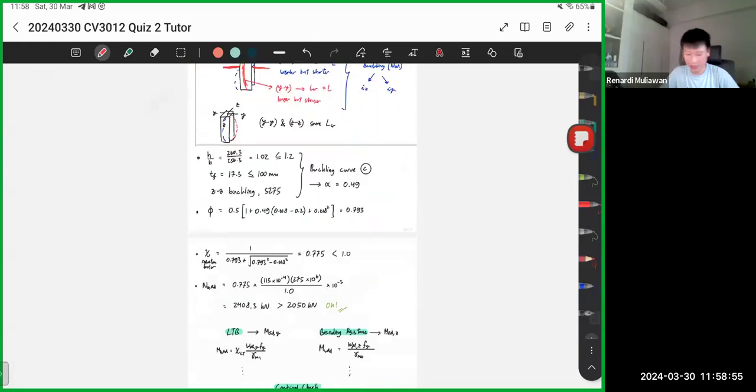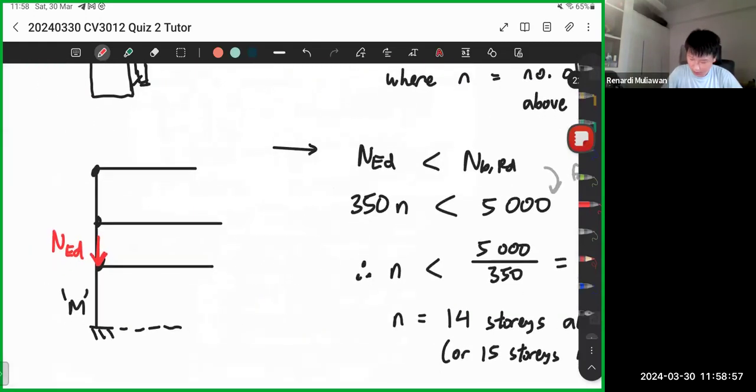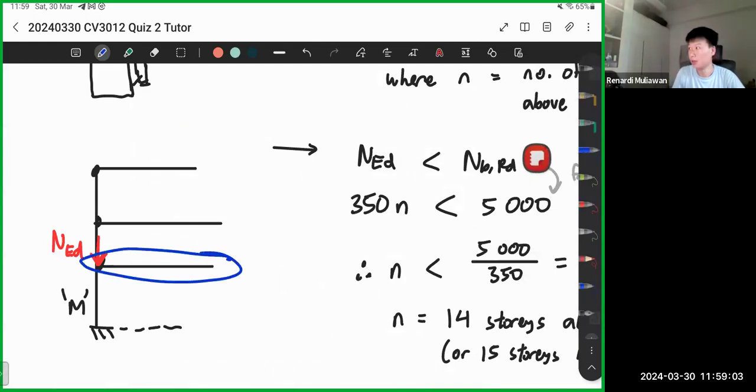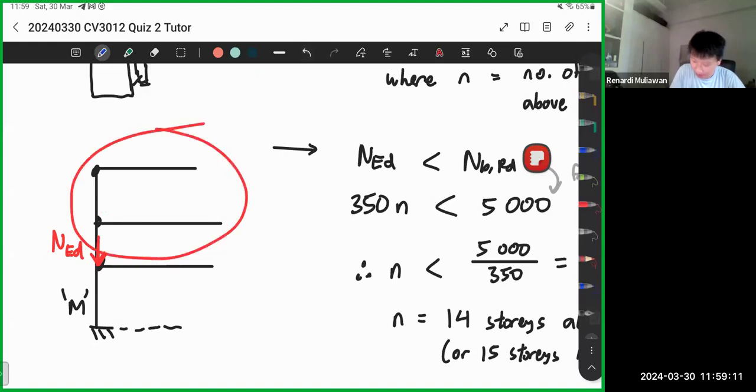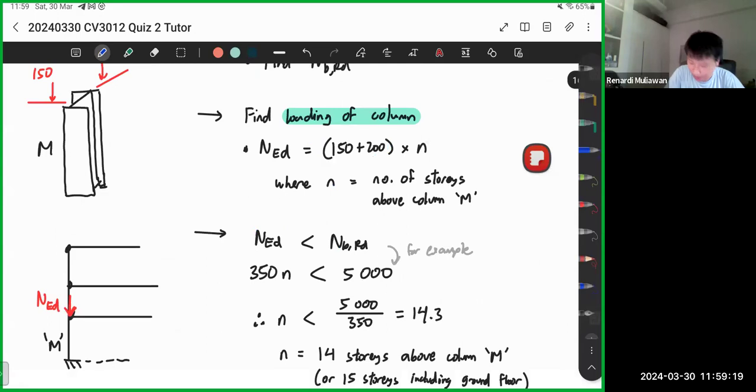But basically, if you have this kind of building, for the moment you only consider this beam. But for the NED, you consider everything above as well, and the loading on the current story. That's why here NED is this value times N, because you need to calculate the number of stories, like this number of stories N.